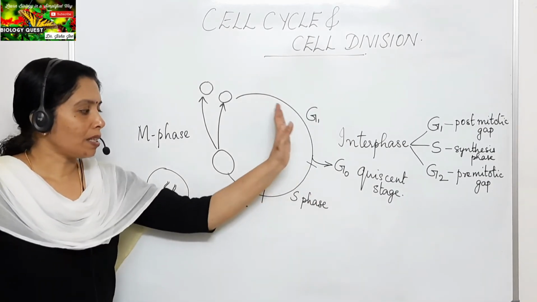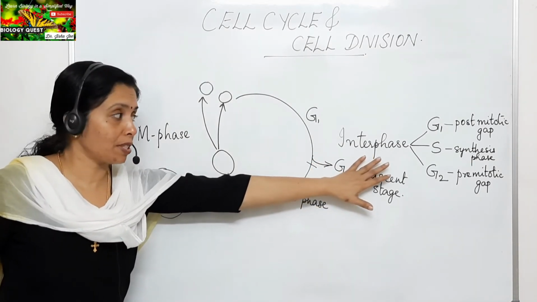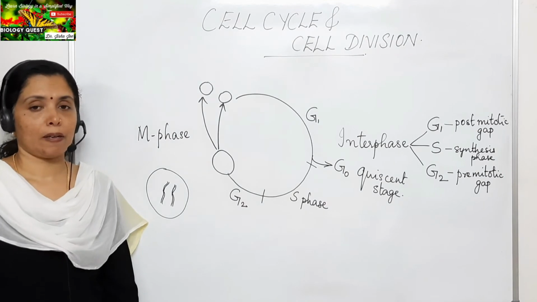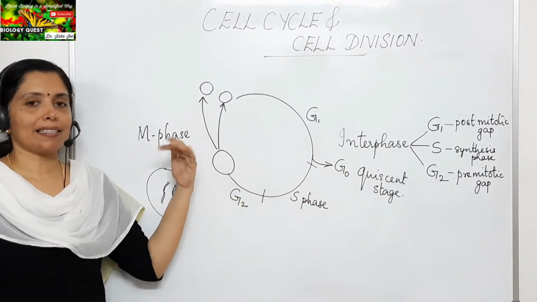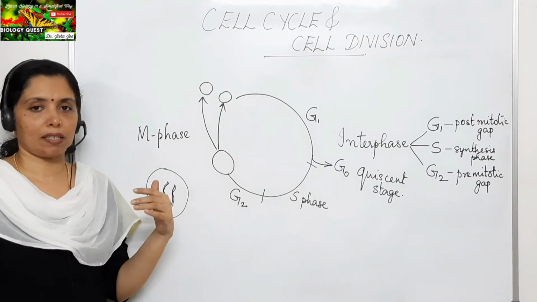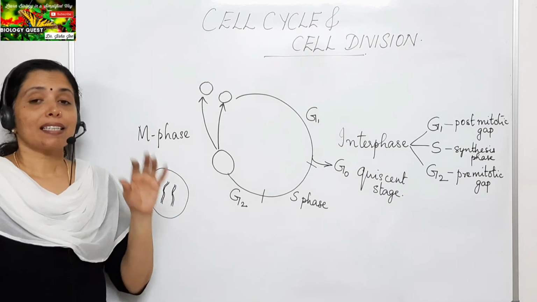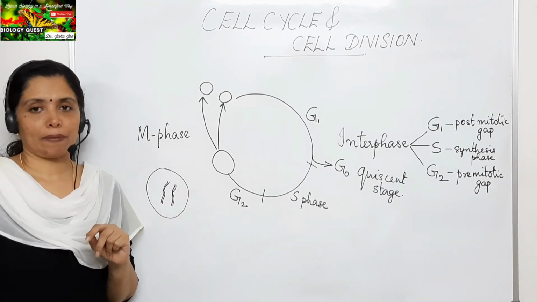So that is with regard to interphase. I hope you have understood the different stages of interphase. Now moving on to the second phase of the cell cycle, that is the M phase. M stands for mitotic phase. It is the phase during which cell division takes place.